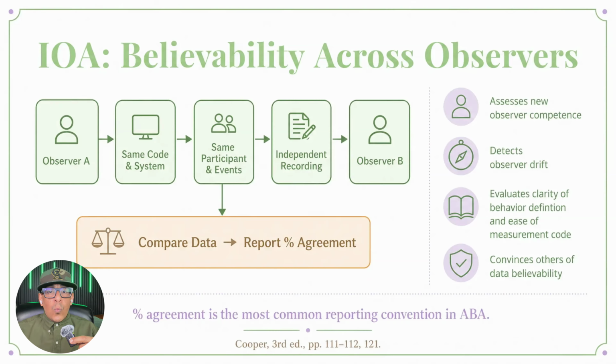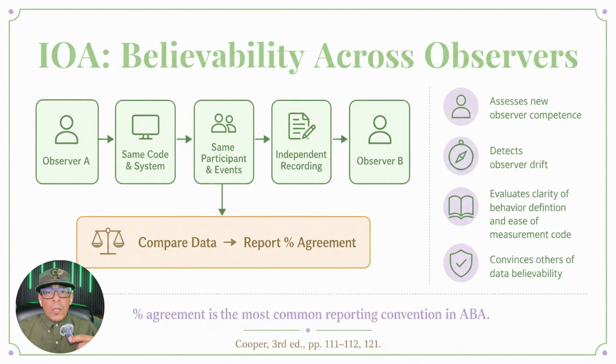IOA helps judge whether the definition of the target behavior is clear and whether the measurement code and system are not too difficult to use. It also helps convince others of the relative believability of the data. Valid IOA requires two or more observers to use the same observation code and measurement system, observe and measure the same participants and events, and record behavior independently of influence from other observers.